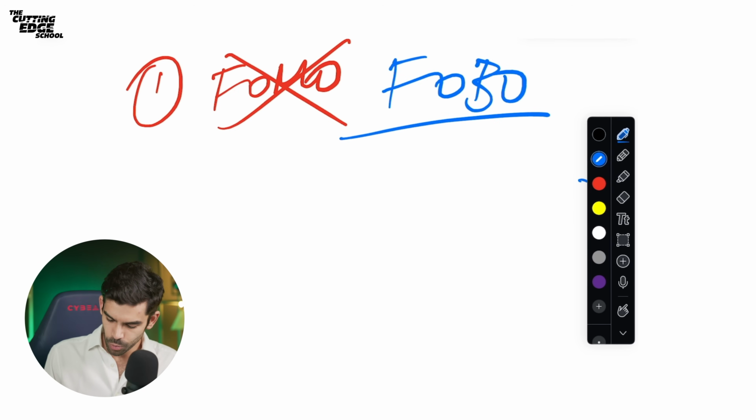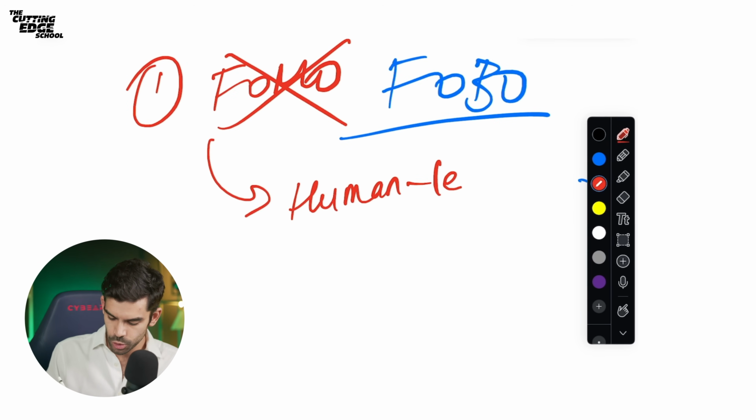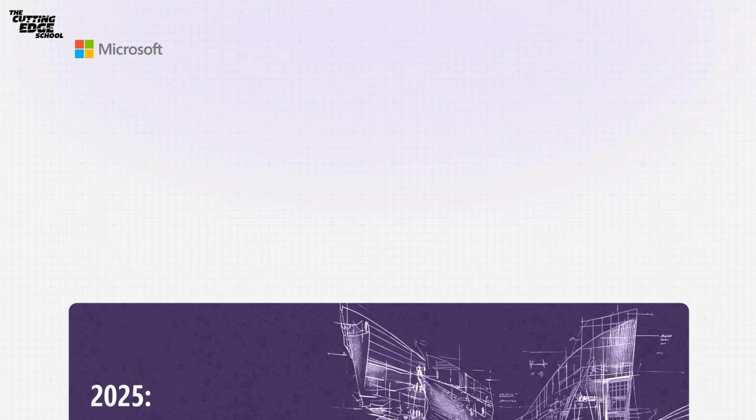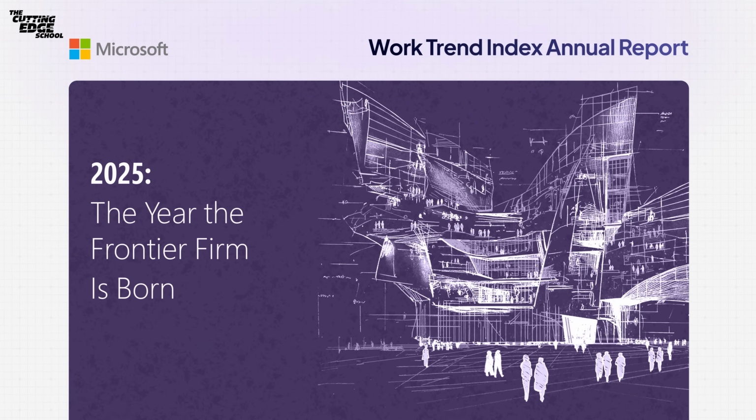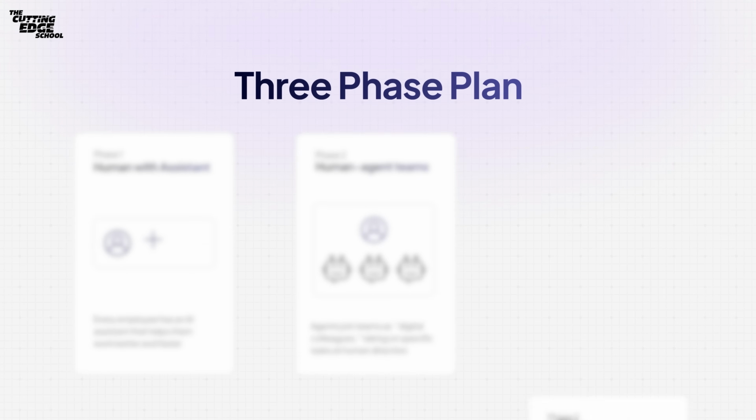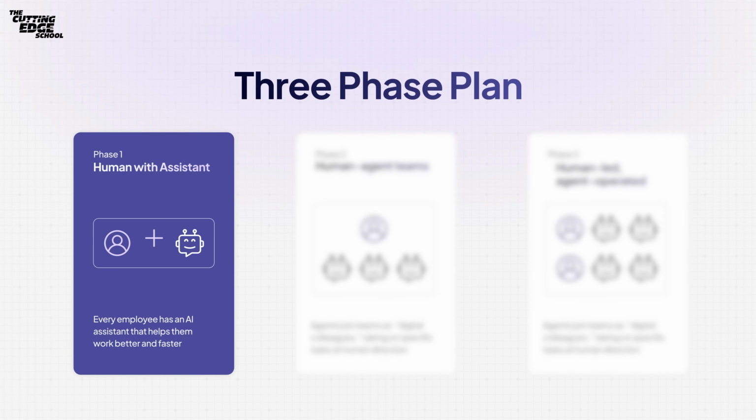Because the entire world is now preparing itself for a future which is going to be human-led and agent-operated. Now, what does that mean? Microsoft has recently released a report. I'm not going to go too deep into it, but basically they were explaining how almost all organizations will have a 3-phase plan. In phase number 1, humans will be using AI just like an assistant, which is you and I, right? Like we open up ChatGPT and we use AI as an assistant.